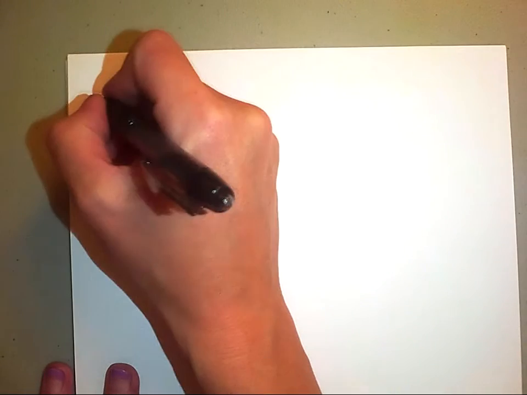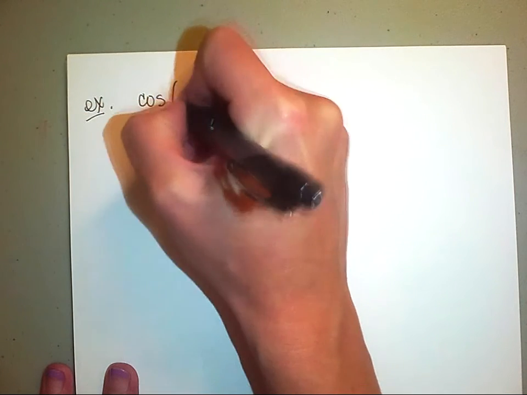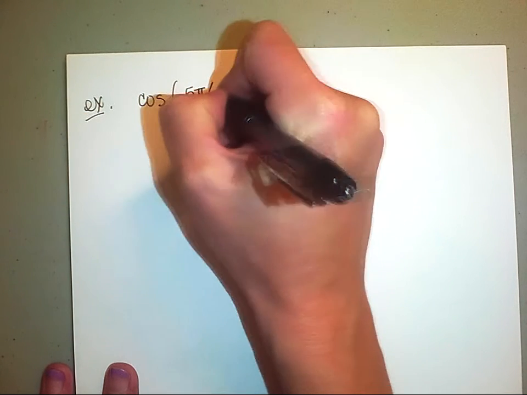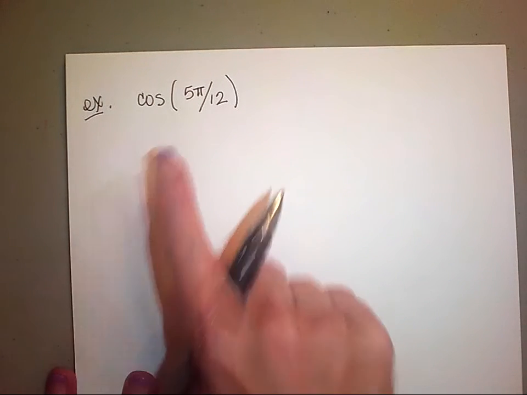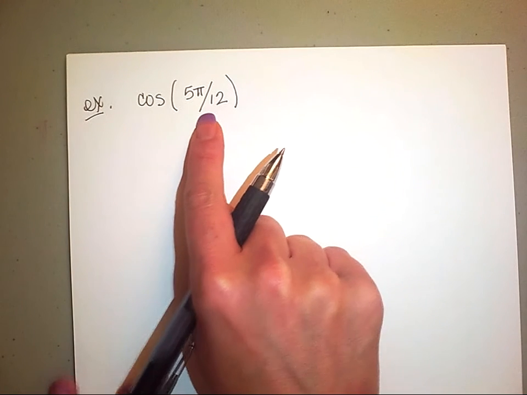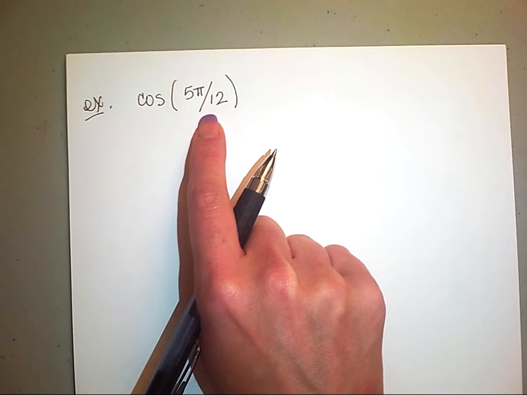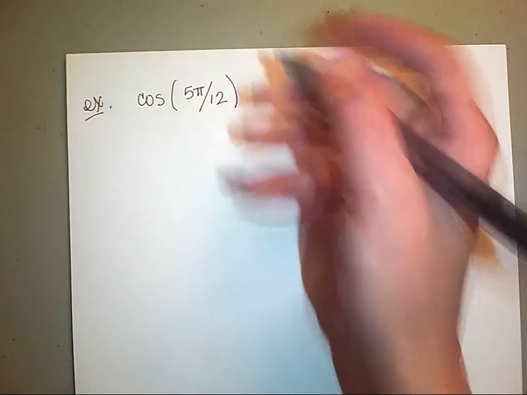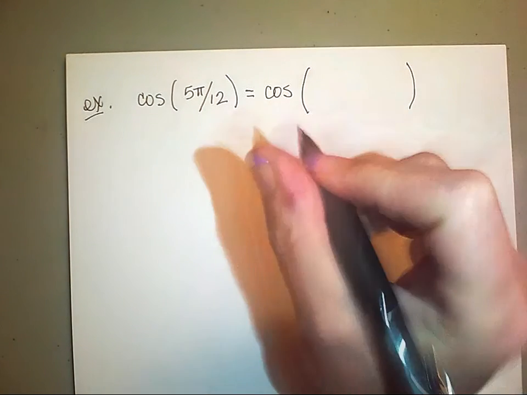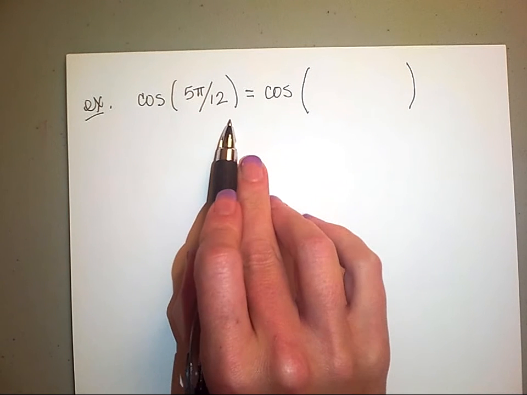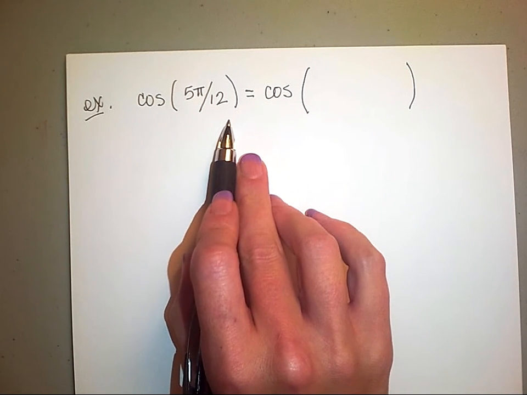Now here's another one. We have to be able to do this not only in degrees, but also in radians. So, for example, let's find the cosine of 5 pi over 12. Again, this is not a known angle on the unit circle, so our job will be to try and find two angles that will add or subtract up to this.